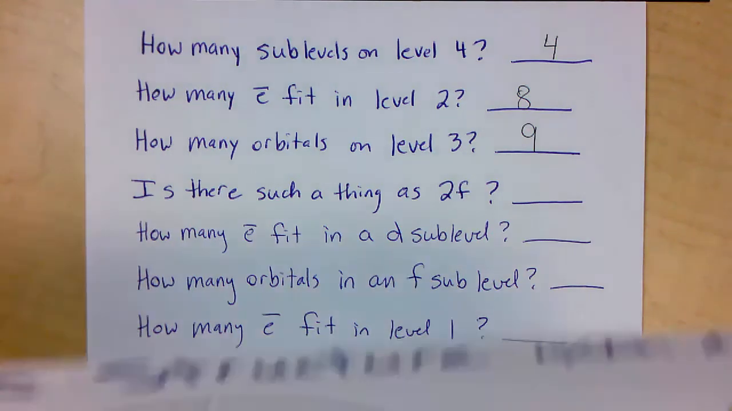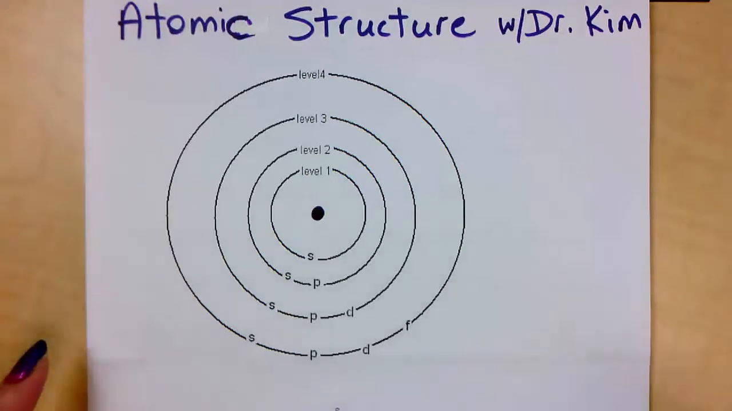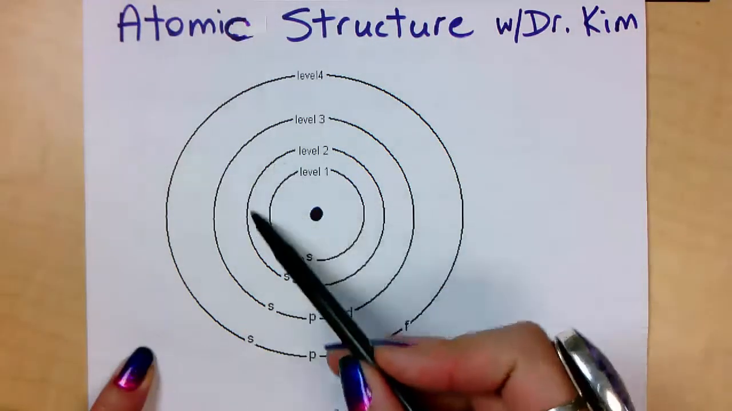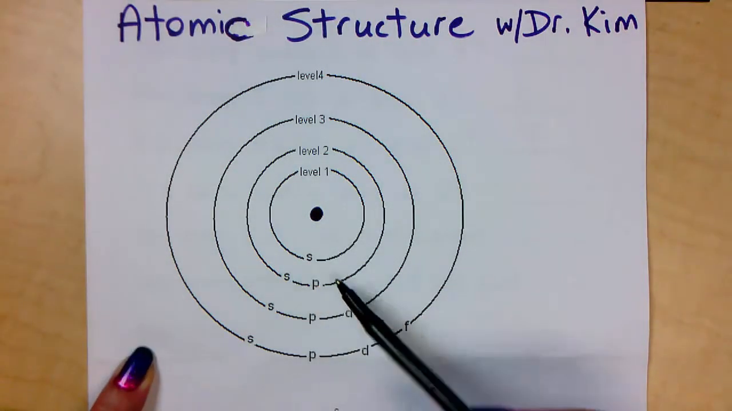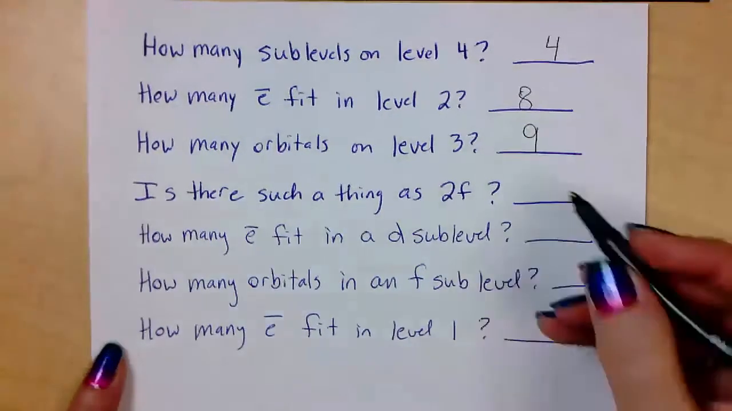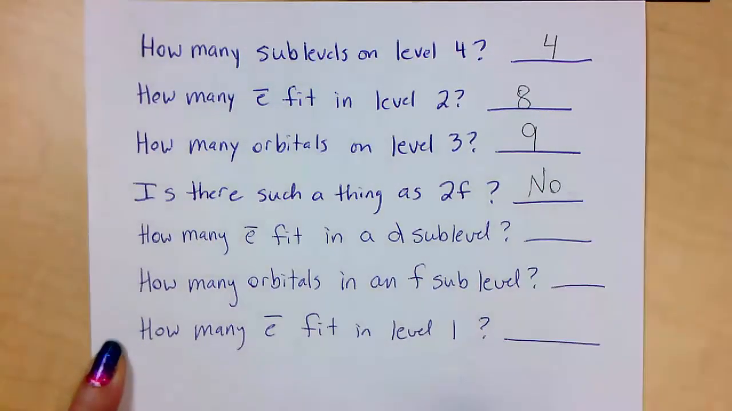So let's go back to our atom picture. Level 2 has an S and a P, no F. So the answer is no. There is no such thing as a 2F.